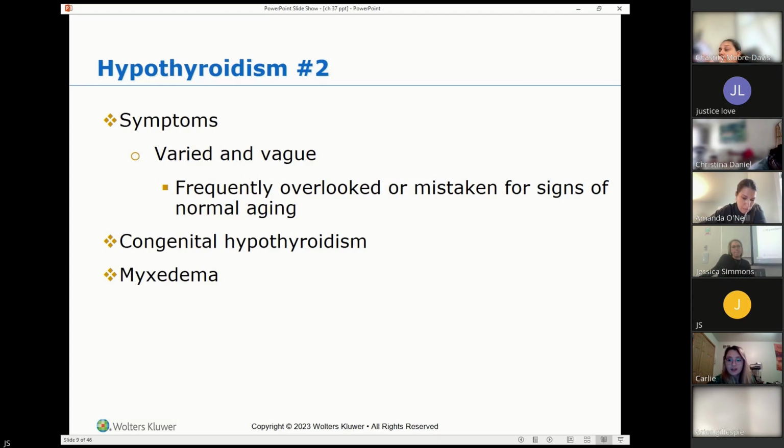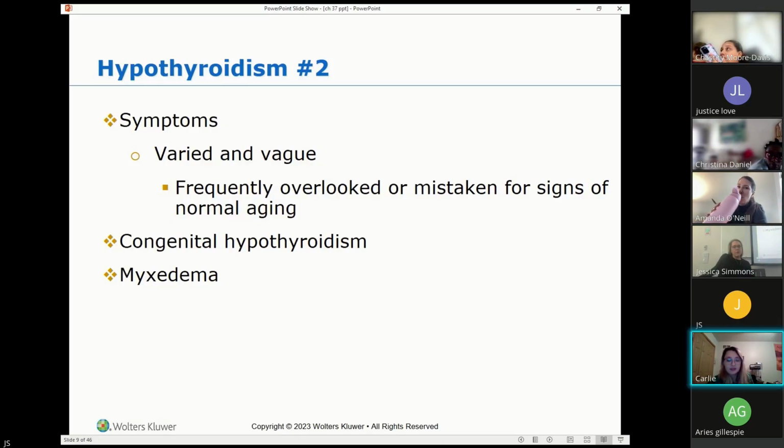And then I have a question about it too. With hyperthyroidism, is it common to have that but not have a noticeable goiter? Yes. Just because you have hyperthyroidism doesn't mean you will automatically have a goiter. Okay, yeah.